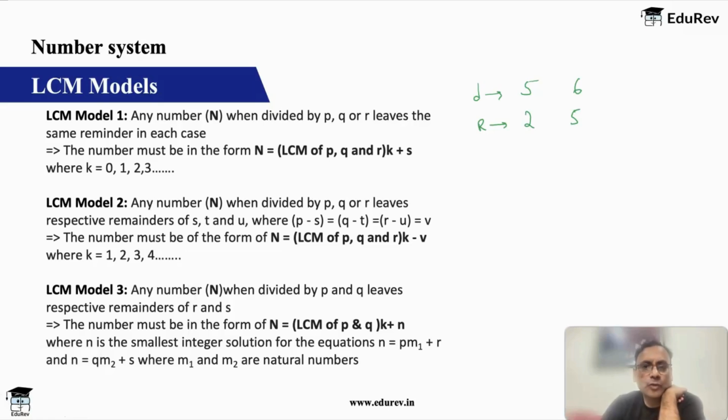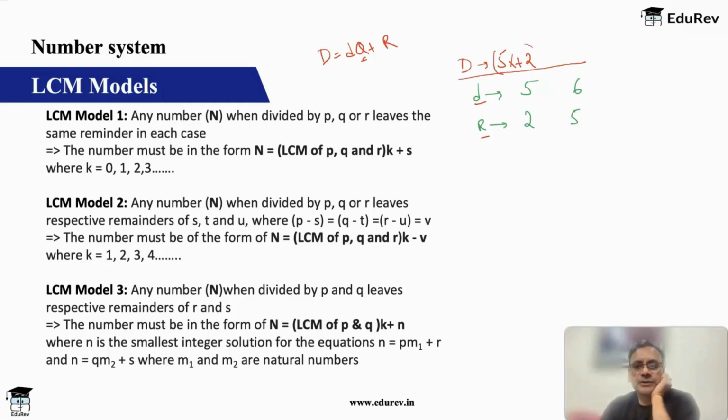Divisor is 5. I hope you remember we had discussed some time back, dividend is equal to divisor into quotient plus remainder. I know the divisor also, I know the remainder also, I don't know the quotient. So I can assume the quotient to be x. So I can say that my dividend is 5x plus 2 in the first case. And obviously the dividend is same in the second case also. So my dividend is 5x plus 2.